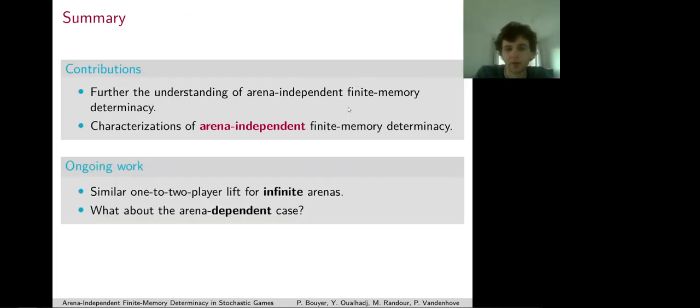For future work, there are two reasonable extensions that we would like to investigate. The first one is whether it's possible to obtain a similar kind of results for infinite arenas. And the second one is about the arena-dependent case, that is objectives for which finite memory suffices to play optimally, but not in an arena-independent way. So we would also like to investigate that case more. Thank you very much for your attention, and I will gladly take your questions during the live Q&A session.